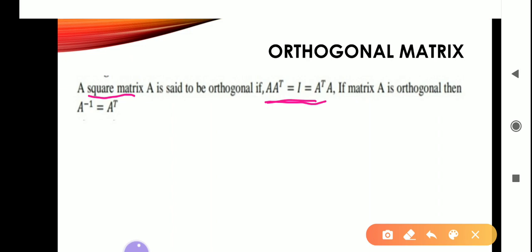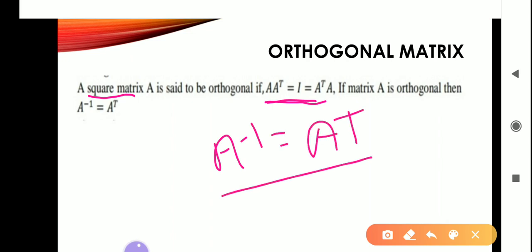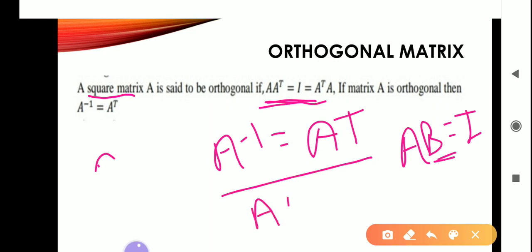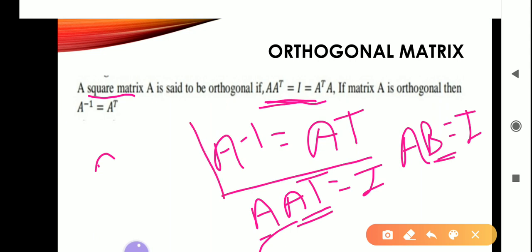If matrix A is orthogonal, then we can write its inverse is equal to its transpose. Why do we write here A inverse is equal to A transpose? Because A into A transpose is equal to I. Using the definition of inverse of a matrix, we know that if AB is equal to I, then B is the inverse of A. Here A into A transpose is equal to I, so we can say that A transpose is the inverse of A. So every matrix is not orthogonal. If a matrix is orthogonal, then its inverse is equal to its transpose, otherwise not.